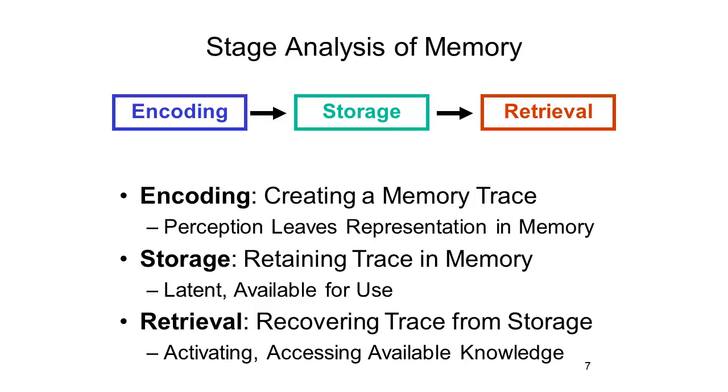Sometimes the trace has been encoded, but the way it's been encoded makes it difficult to retrieve. Sometimes the condition of retrieval can compensate for a poor encoding. We'll see how all this works out in what follows.